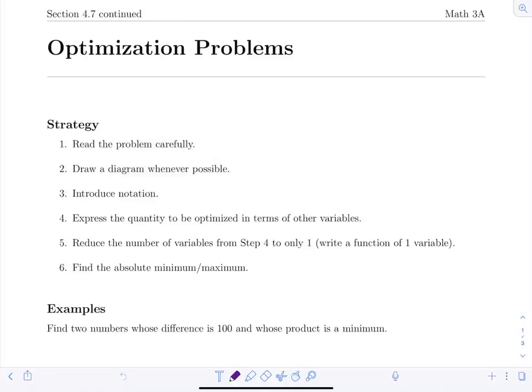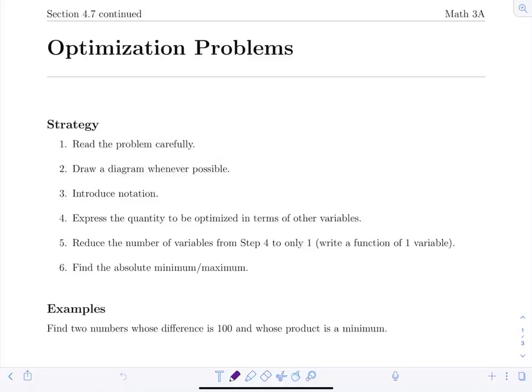Welcome to section 4.7, optimization problems. One of the most useful features in calculus is being able to optimize, or find the optimal situation, in real life circumstances. So in this section, we're going to learn exactly how to do that. We're going to follow a 6-part strategy.